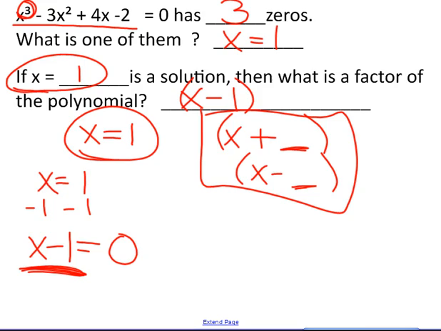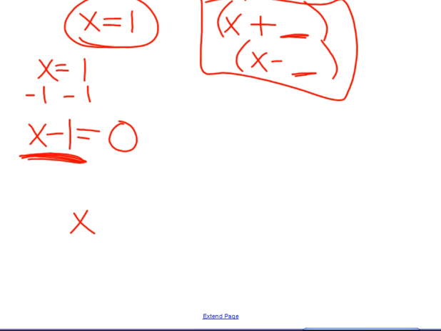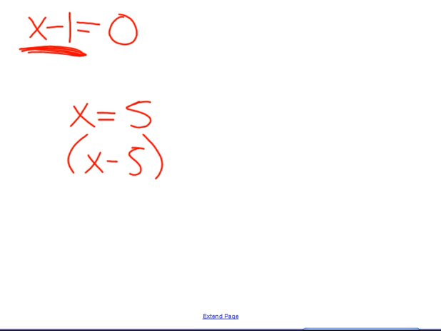Real quick, if I said x equals 5 is a solution, then x minus 5 would be a factor. If I said x equals negative 8 is a solution, or root, or 0, then my factor would be x plus 8. Remember, the sign has to be different, opposite. So there we go. This is a process called synthetic substitution. Let me know if you have any questions.